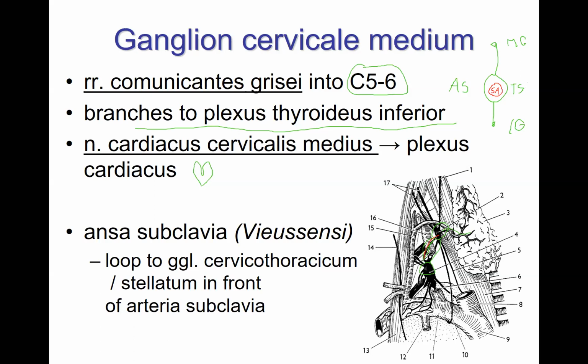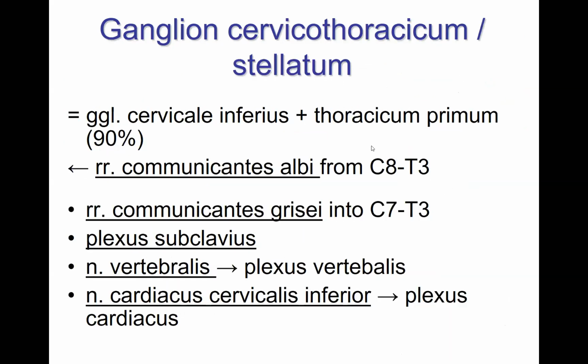And it is here again due to the fact that the artery during the development grew through the nerve fibers and divided it. So that's the middle ganglion, and now the inferior ganglion. And the inferior ganglion usually fuses with the first thoracic.